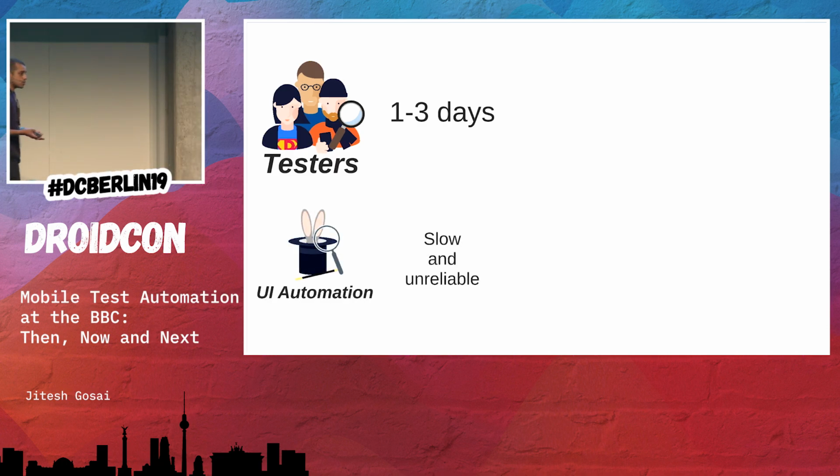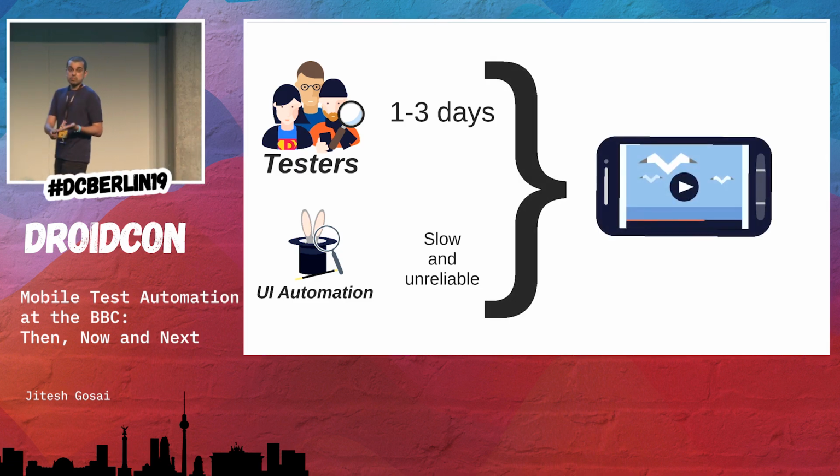As I said, the UI automation was slow and unreliable, so we only use that to a very small amount. In my team, we actually only have one automated UI test. Literally, does the app start? Does it install? Does it start? Does it do the main thing? That's it.